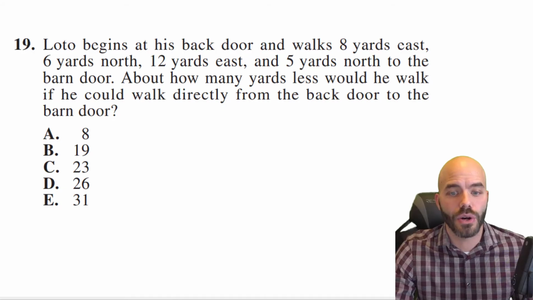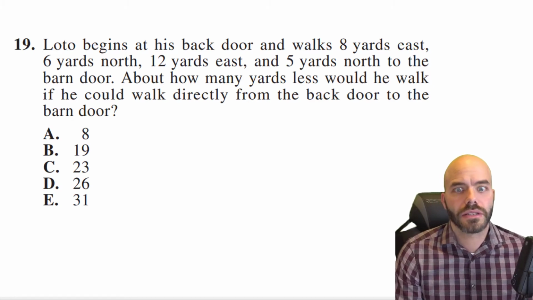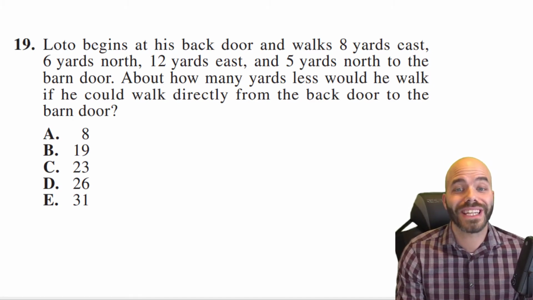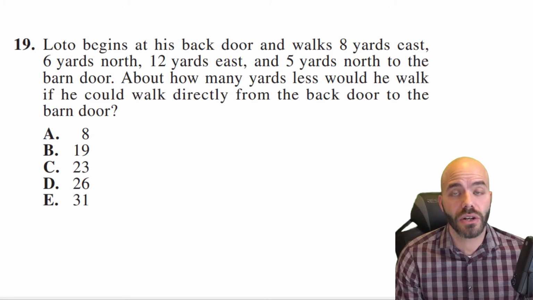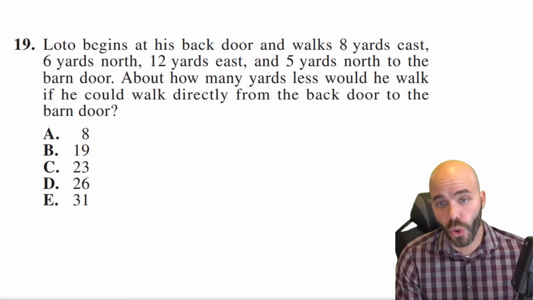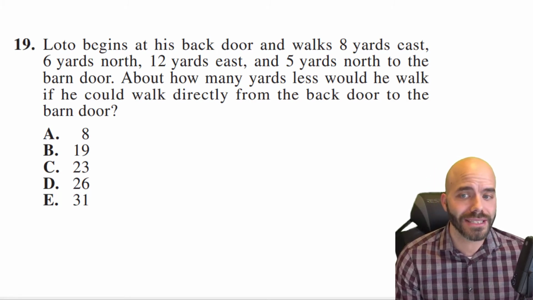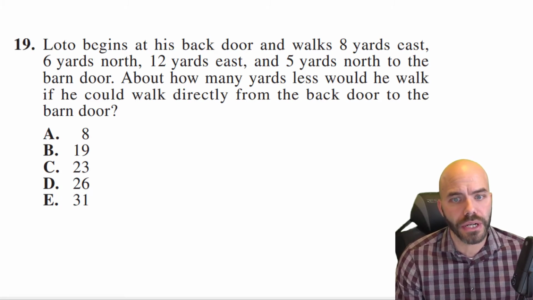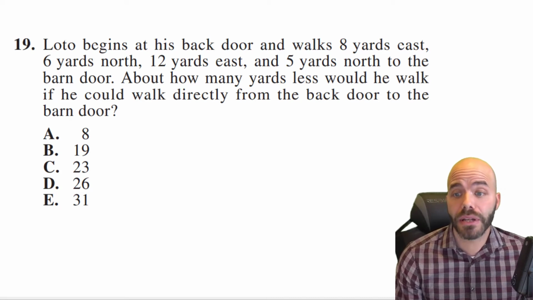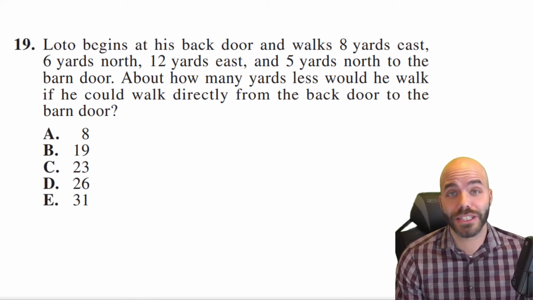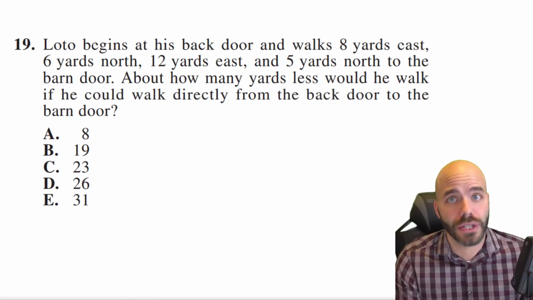All right, number 19. Number 19 says Lotto begins at his back door and walks 8 yards east, 6 yards north, 12 yards east, and 5 yards north to the barn door. I don't know why he decided to walk that way, but about how many yards less would he walk if he just decided to walk like a normal person straight to the door?